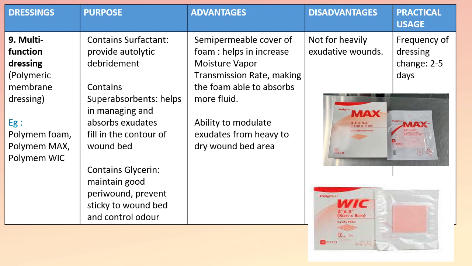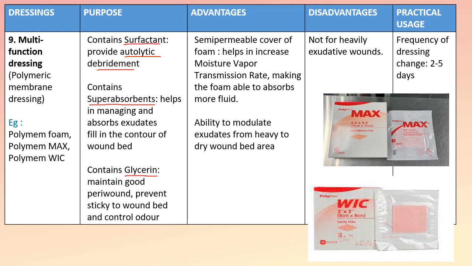Multifunction dressing, it is also known as the polymeric membrane dressing. It contains surfactant that can provide autolytic debridement properties. It contains superabsorbents, helps in managing and absorbs exudates. It can also fill in the contour of wound bed. It contains glycerin to maintain good peri-wound, prevent sticky to wound bed and control odor.